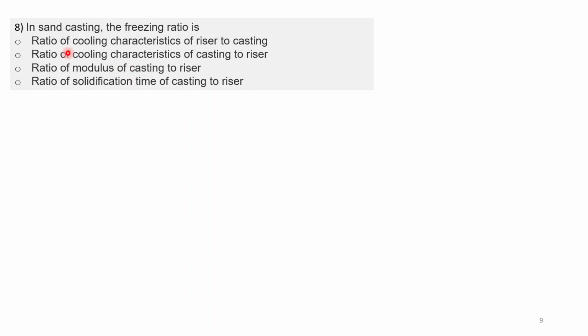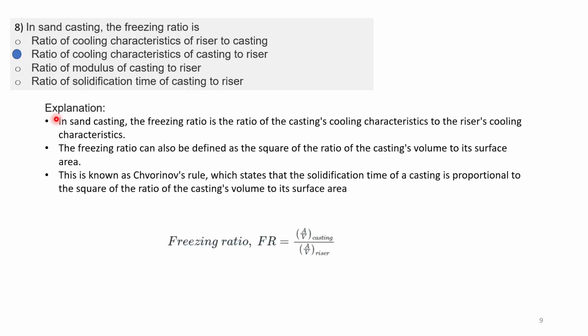Next question is, in sand casting the freezing ratio is the ratio of cooling characteristics of riser to casting, or casting to riser, or ratio of modulus of casting to riser, or ratio of solidification time of casting to riser. So this formula you have to remember. Freezing ratio, the upper part will be having casting A upon V. This is the characteristic. If it is told modulus, then it will be volume upon area. Okay, so A upon V of casting divided by A upon V of riser.